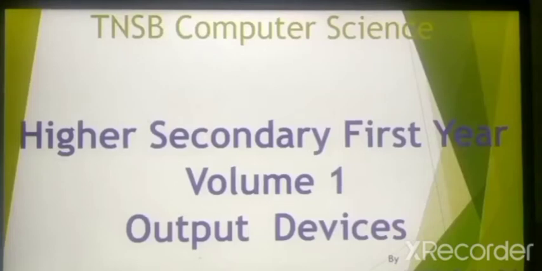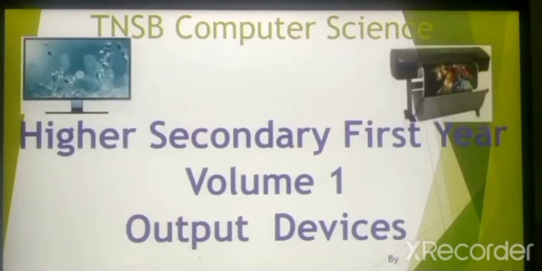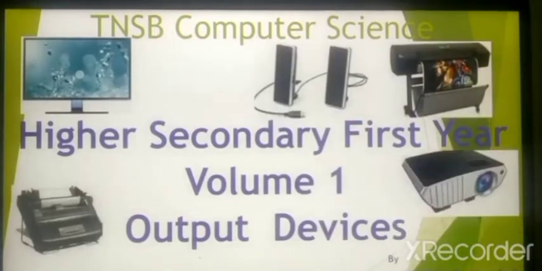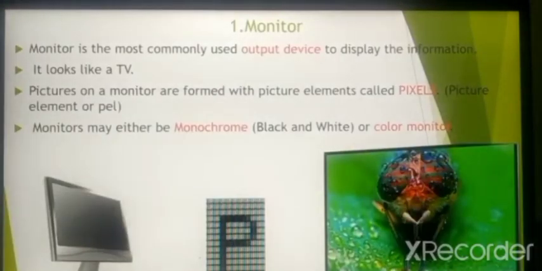Dear children, in this video we are going to see about output devices. Here we can see the various output devices like monitor, plotter, printer, speaker and projector. These output devices are used to display the output information. First let's see about monitor.